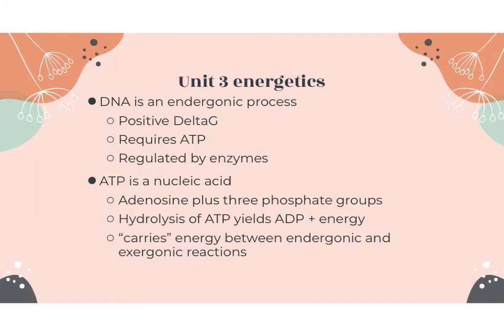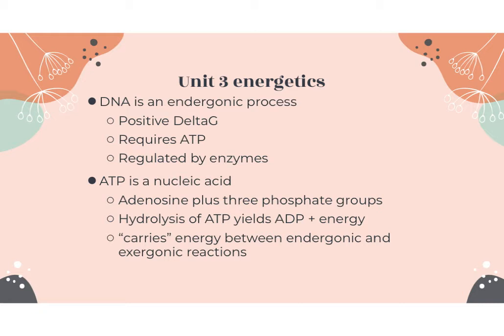In Unit 3, we talked about energetics, and this is a great time to go over the process of DNA replication and the type of reaction and process that it is. So, DNA replication is an endergonic process, meaning that it has a positive delta G, or a positive change in free energy. It requires ATP in order to synthesize our new DNA, and it is regulated by enzymes.